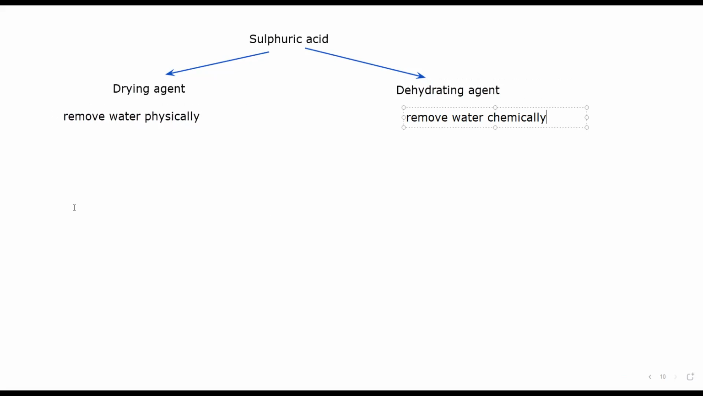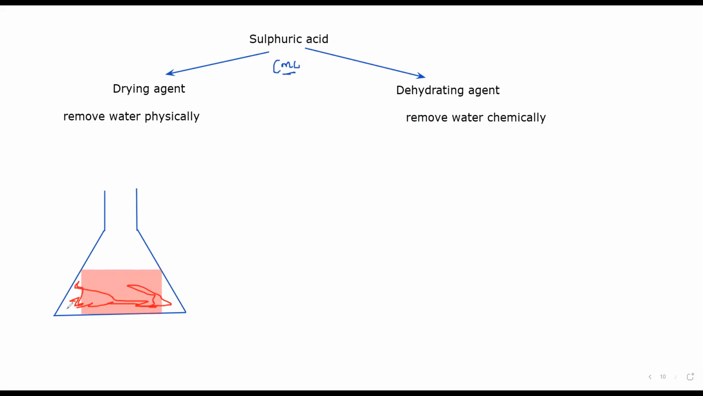Example, you have a container, say a flask, which is filled with concentrated sulfuric acid. Normally, concentrated sulfuric acid can be used as a drying or dehydrating agent, not the dilute one. The whole flask is filled with H2SO4.